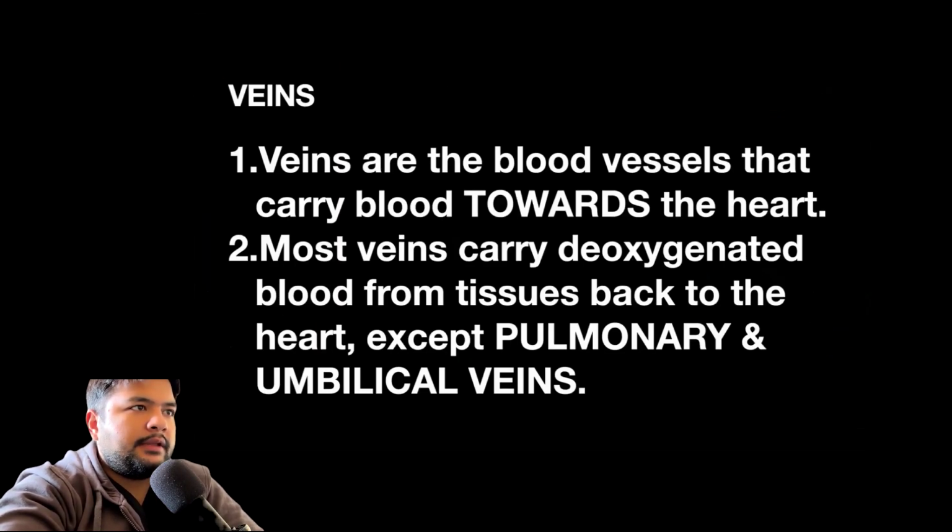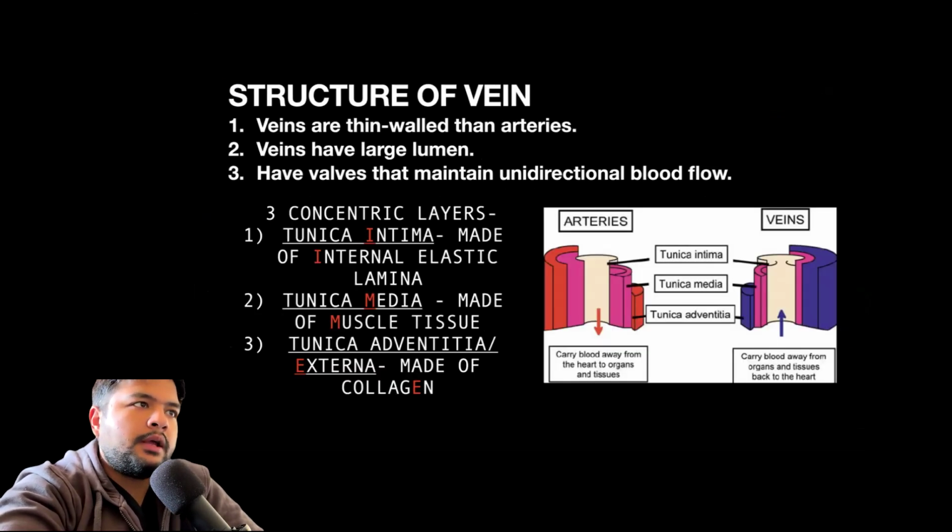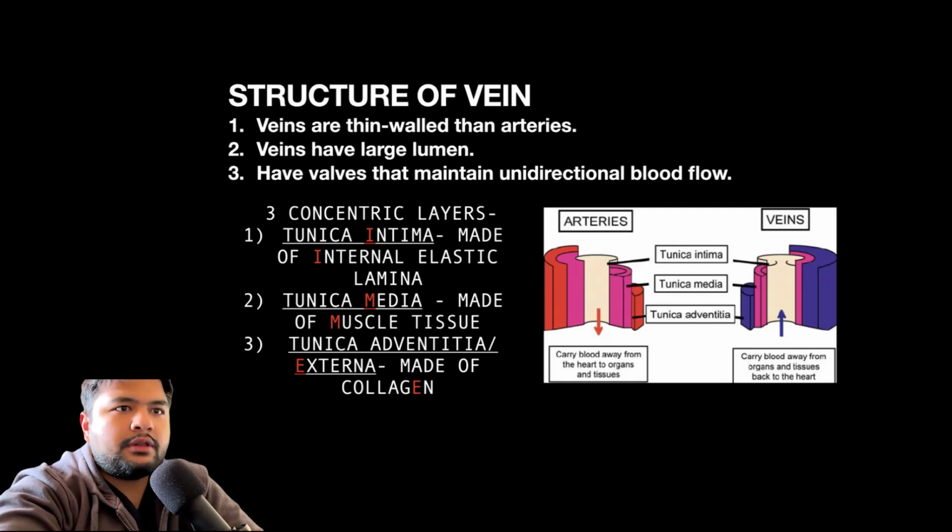So, discussing the veins. Veins are the blood vessels that carry blood towards the heart. Most veins carry deoxygenated blood from tissues back to the heart, except the pulmonary veins and the umbilical veins. The structure of veins: they are thinner walled than arteries, have a large lumen, and have valves that maintain unidirectional blood flow. These are all the basics of the arteries and veins.